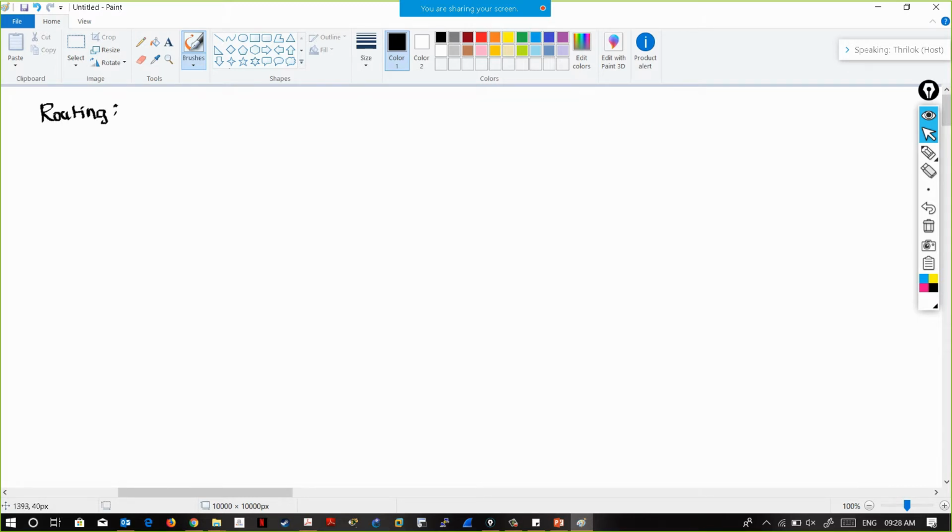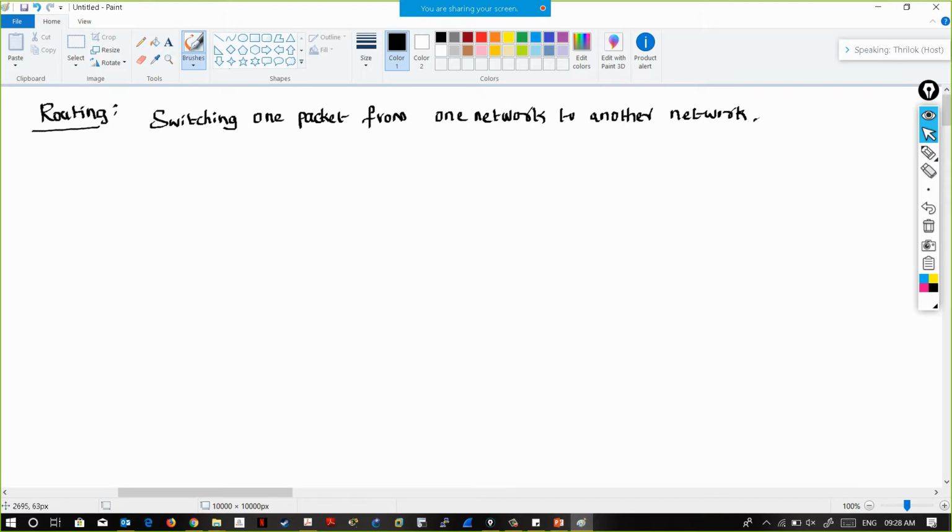So what is actually routing? Routing is switching one packet from one network to another network.